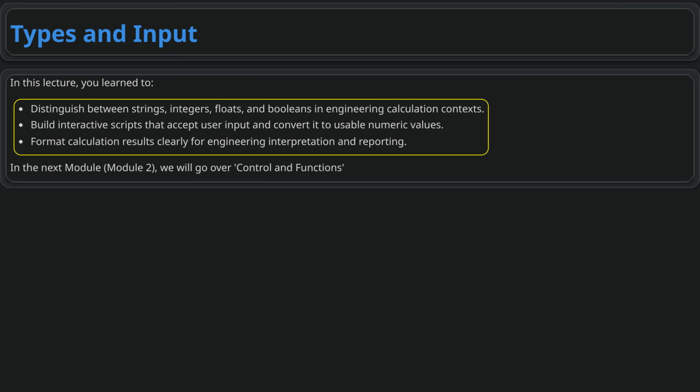In this lecture, you learn to distinguish between strings, integers, floats, and booleans in engineering calculation contexts. Build interactive scripts that accept user input and convert it to usable numeric values. And format calculation results clearly for engineering interpretation and reporting. In the next module, Module 2, we will go over control and functions.